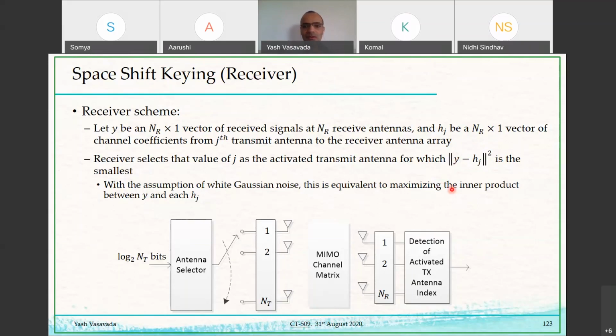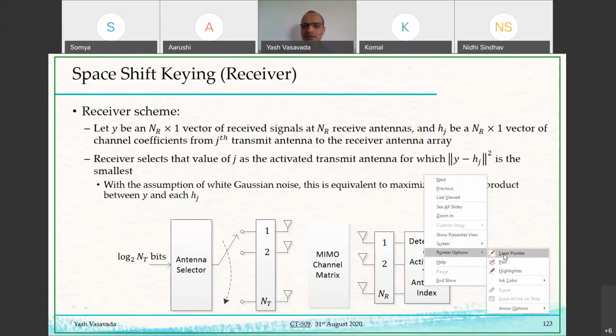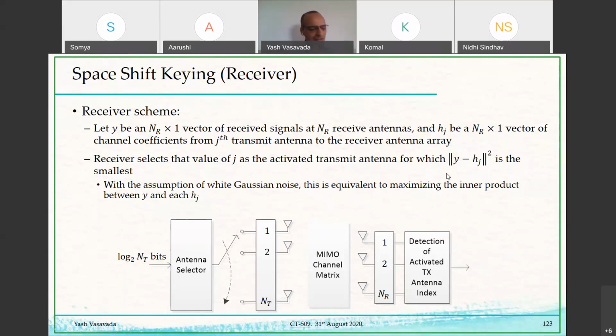Okay, so what is this methodology? Can you tell me? This detection scheme, which selects the antenna for which this squared norm becomes the smallest. What have we called it earlier? Least square. No. When we Euclidean distance.